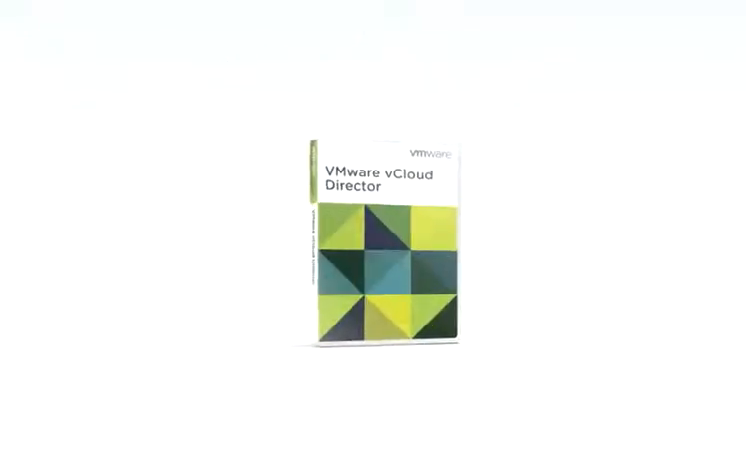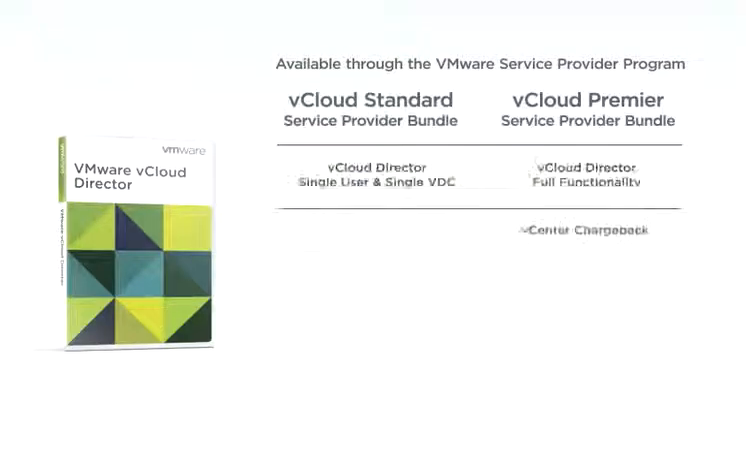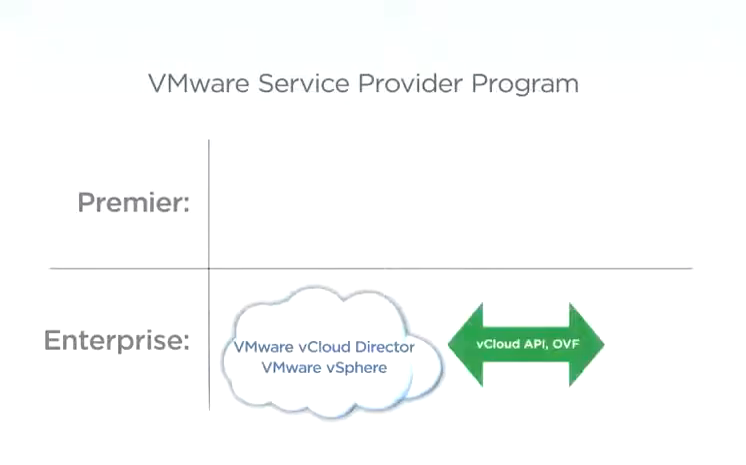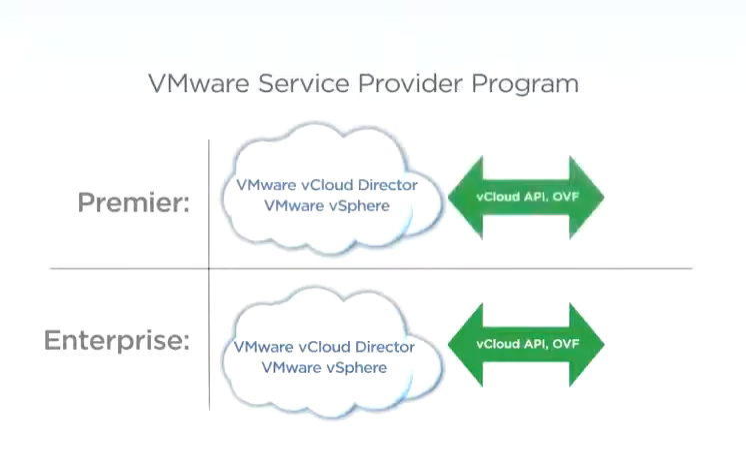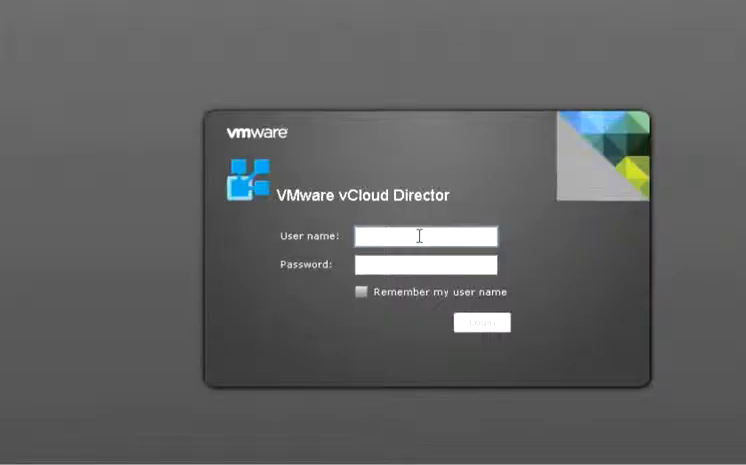VMware vCloud Director is available through the VMware Service Provider Program, VSPP, on a monthly rental basis via two bundles, vCloud Standard Service Provider Bundle or vCloud Premier Service Provider Bundle. Service providers at the enterprise and premier level of VSPP, offering cloud-based services on VMware vSphere and vCloud Director, are eligible to apply for the vCloud-powered technology badge. In this section, we will show you the key features and functionality of VMware vCloud Director.